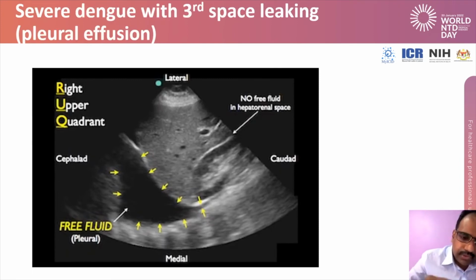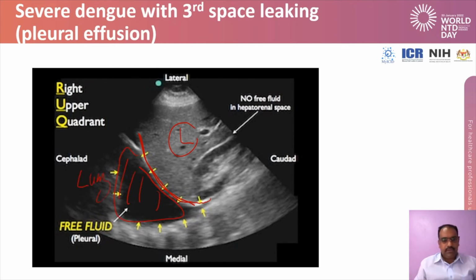So to appreciate a pleural effusion, because sometimes we may mistake it for ascites, you must be able to appreciate a liver, or if you are doing the left side a spleen, then you must be able to see your hemidiaphragm. Then anything above the hemidiaphragm will be a pleural effusion, and this will be your lung. Okay, so with this, I hope you can understand and differentiate between a pleural effusion and ascites.